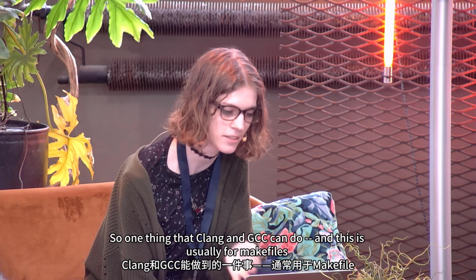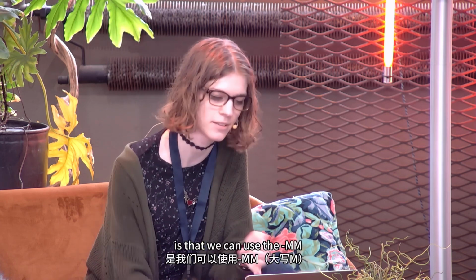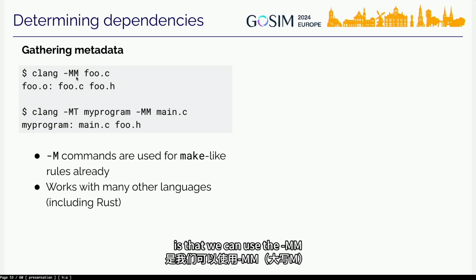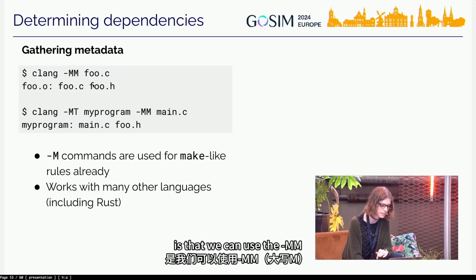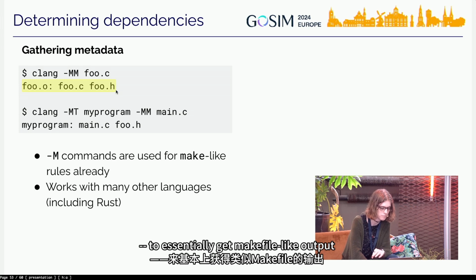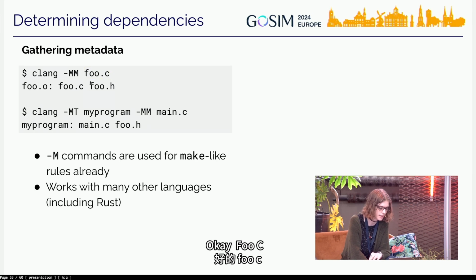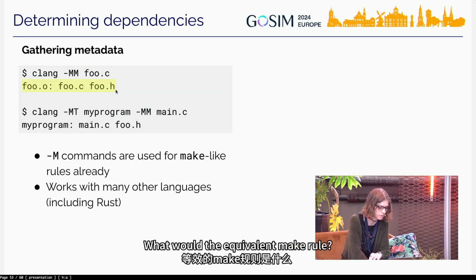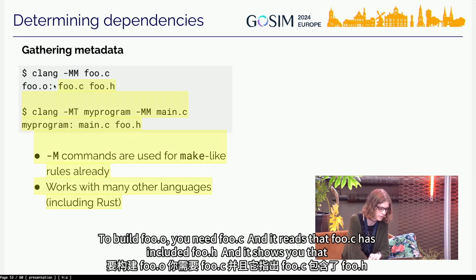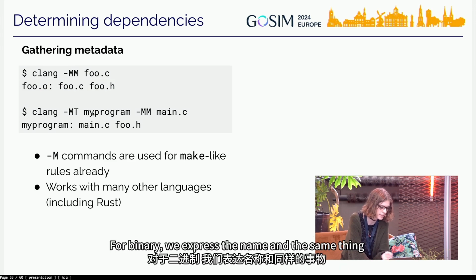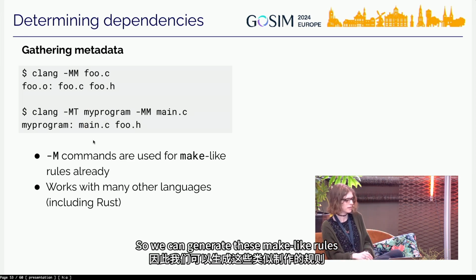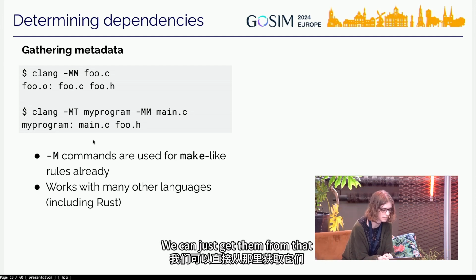So one thing that Clang and GCC can do, and this is usually for makefiles, is that we can use -M, capital M, and various subcommands, to essentially get makefile-like output. So for example, we can say, okay, foo.c, what would the equivalent make rule be? And it'd say, oh, to build foo.o, you need foo.c, and it reads that foo.c has include foo.h, and it shows you that. For a binary, we specify the name, and then same thing. So we can generate these make-like rules. We can just get them from that.